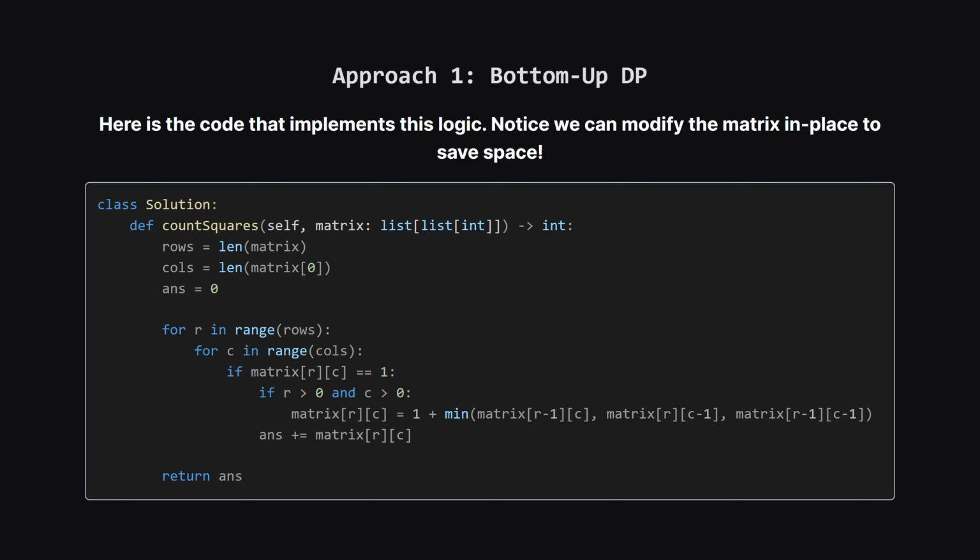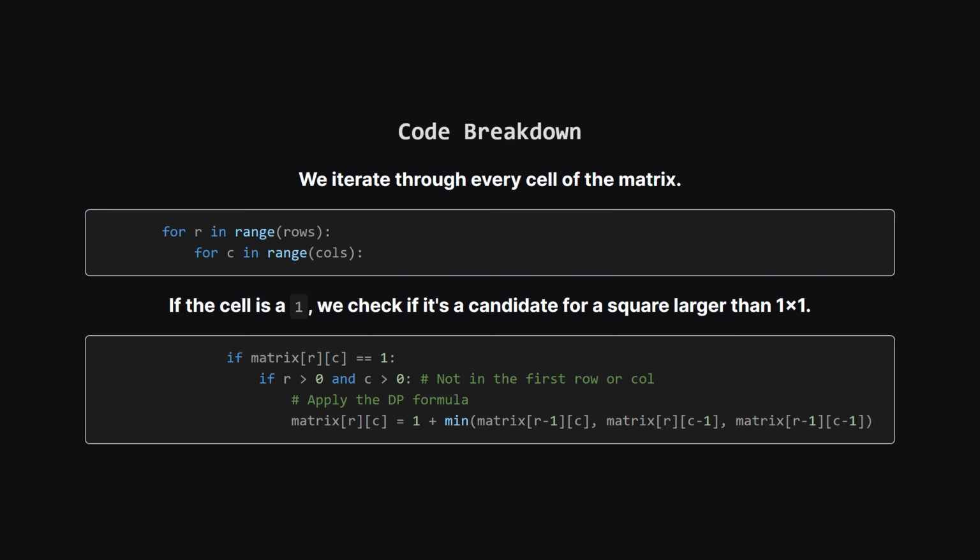It's simple and efficient. So how does this solution perform? For time complexity, we have to visit every single cell in the grid, one time. So if the grid has m rows and n columns, the time complexity is big O of m times n. And for space, because we're being clever and modifying the input matrix directly, we aren't using any extra data structures that grow with the input size. This means we have a constant, or big O of 1, space complexity, which is fantastic.